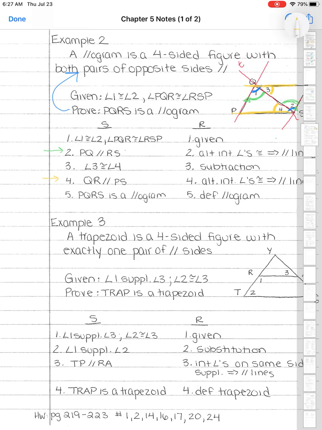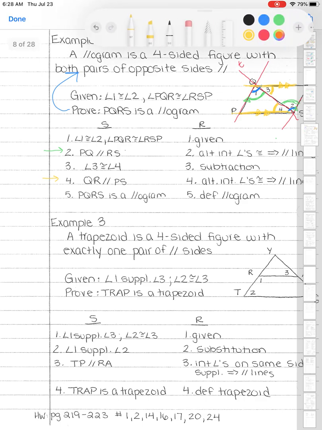Then if 3 is congruent to 4, then in this case, T is still the transversal, but now you have 2 lines going in this direction, and those 2 lines touch those yellow angles. So if 3 and 4 are congruent, those are also alternate interior angles according to that transversal. So QR is parallel to PS. Same reason that 2 was. It's just a different set of alternate interior angles.